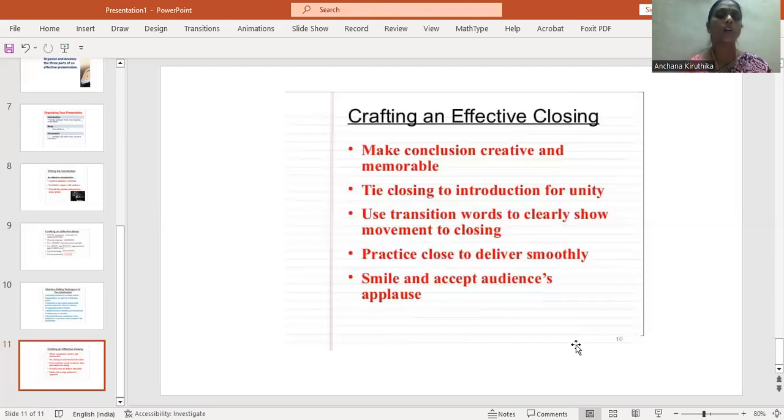Smile and accept the audience's applause. Sometimes, if the audience doesn't like the presentation, or it is to be closed in advance, they will automatically start giving applause. And normally, for a business presentation, we have to accept the audience's applause.